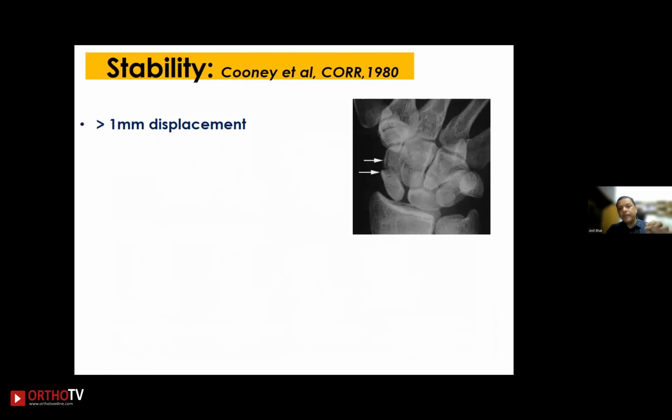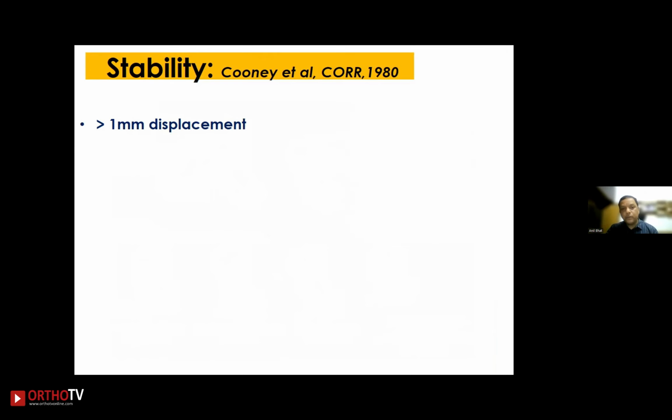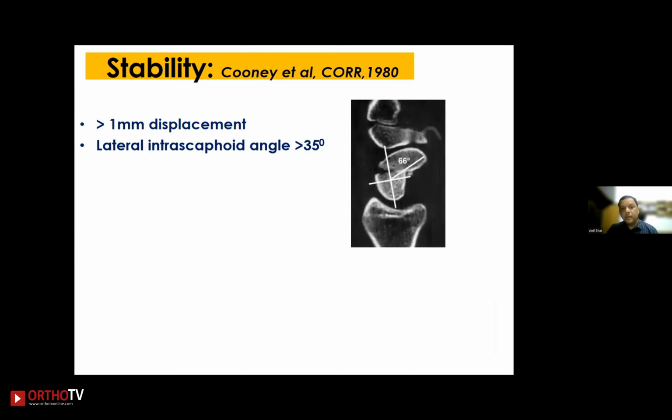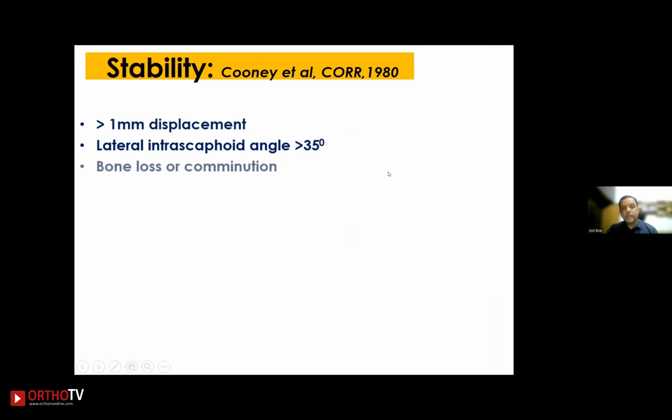More than in fracture scaphoid, we talk of millimeters, 1 millimeter displacement. In distal radius, we talk of 2 millimeters. So in fracture scaphoid, it's more than 1 millimeter displacement. If you draw this angle between the two fracture fragments, it's called the intrascaphoid angle. More than 35 degrees is unstable.